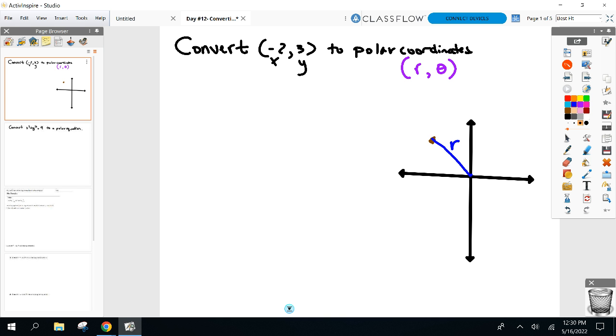Right, make a right triangle out of it, right? A squared plus b squared, and then do the Pythagorean theorem. Your x squared plus your y squared equals your r squared.